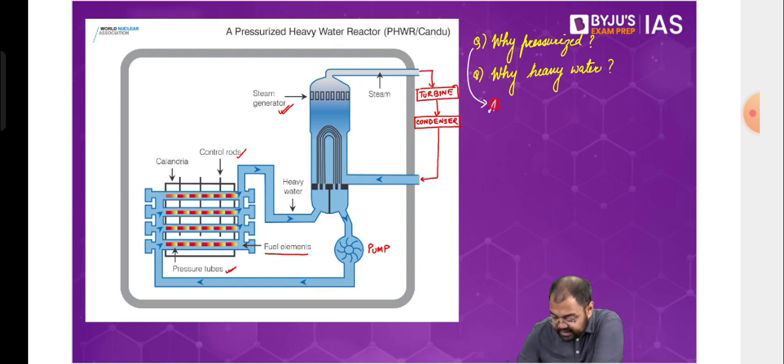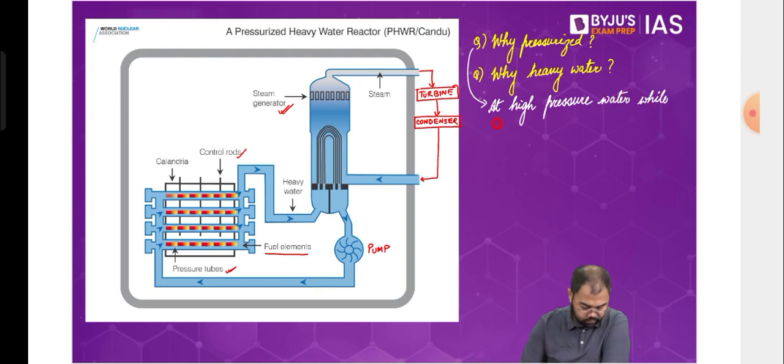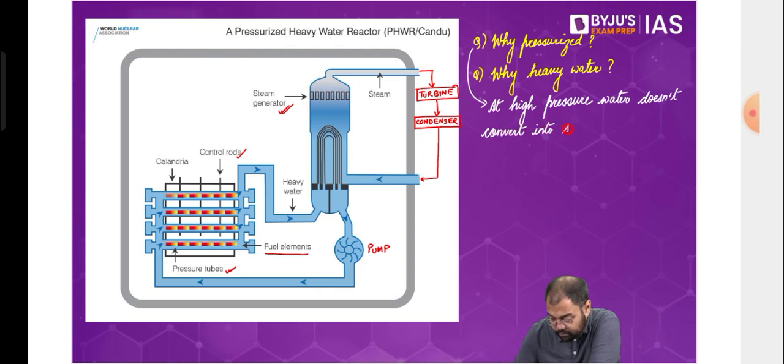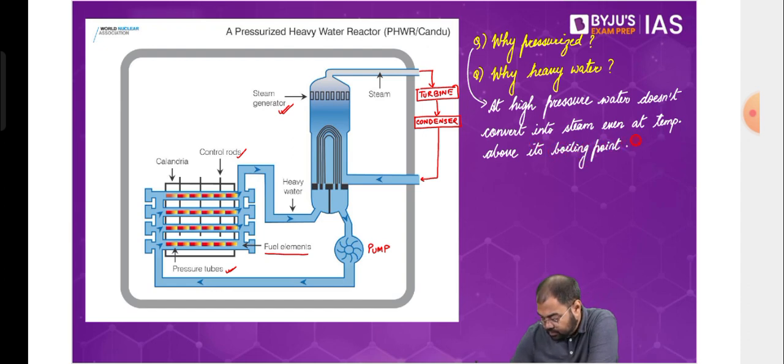So why pressurized? The answer is: at high pressure, water doesn't convert into steam even at temperatures above its boiling point. So it can absorb more heat, thus increasing the efficiency of the reactor.